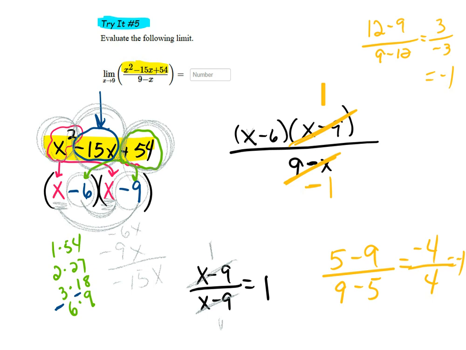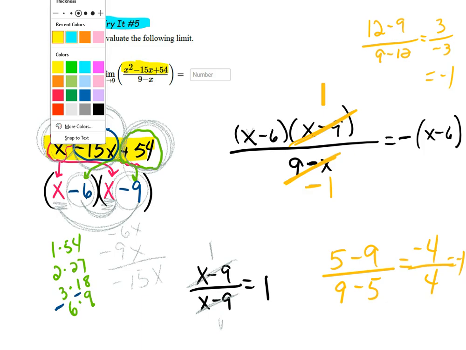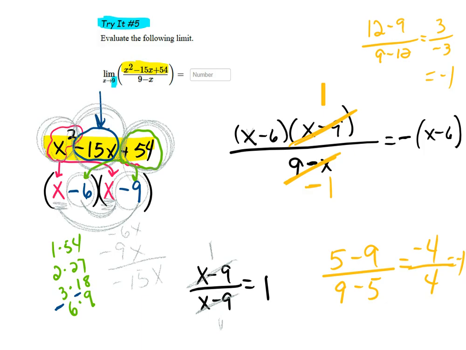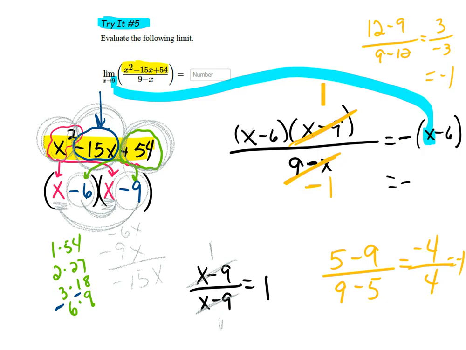So I would reduce this thing first. That makes it basically a negative of an x minus 6. And now if I take the limit as x approaches 9 and you stick the 9 here, this is going to equal negative of 9 minus 6, which is a negative. 9 minus 6 is 3. The answer is negative 3.